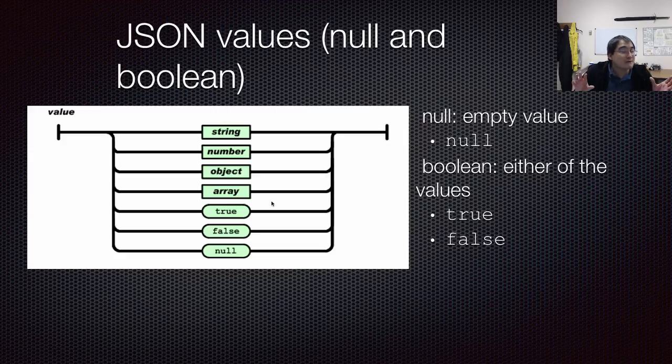So what is a value? Because we said you can include values in arrays, you can include values in objects. Well, a value is basically any of the above types: string, number, object, array, and you can also have Boolean values, true and false, and you can also have the null type.